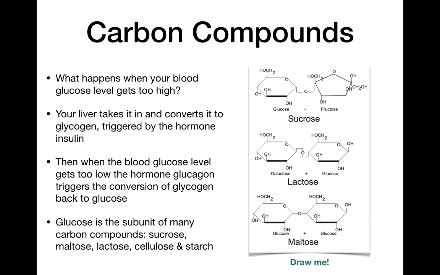Okay. The important thing here is you have the two subunits, what they're called, and what they are called when they're combined together. So a glucose subunit and a fructose subunit makes a sucrose disaccharide. A galactose subunit and a glucose subunit makes a lactose. A glucose and a glucose makes a maltose.